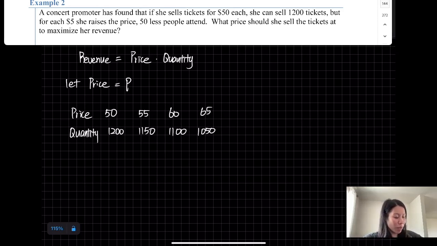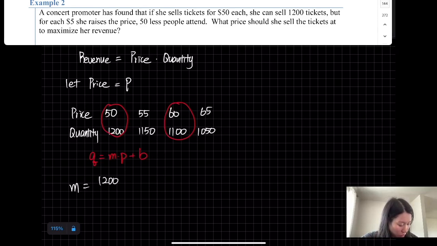So that means we can pick any two points. I pick these because they look like the most whole numbers, so it's easier for me to calculate. I can find the relationship between Q, the quantity, and the price. We need to find the slope and the y-intercept, the vertical intercept. Since we have these two points, I can find the slope.